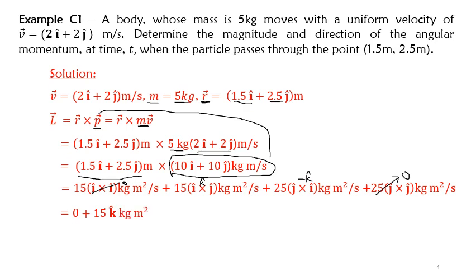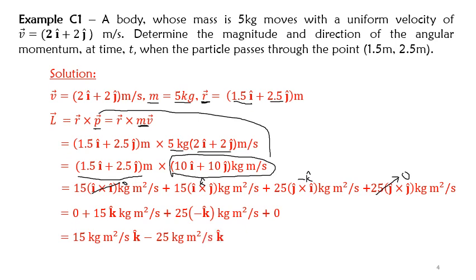See, so 0 times 15, that's 0. Then 15K plus 25 minus K plus 0. And the final expression will be 15 kilogram meter square per second K, then plus minus 25 kilogram meter square per second K. And you have the answer to be minus 10 kilogram meter square per second K.